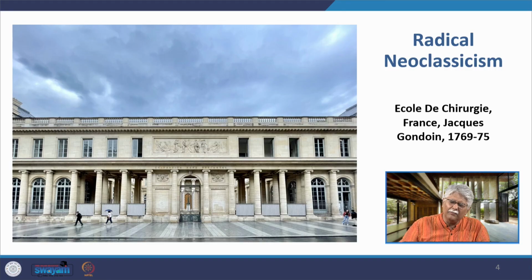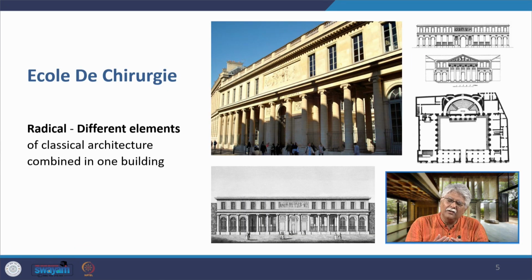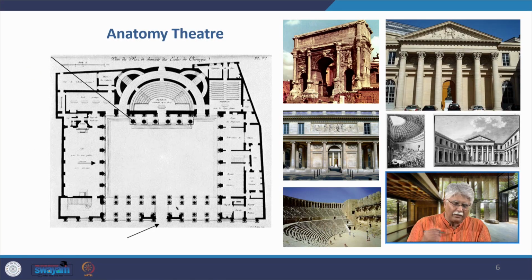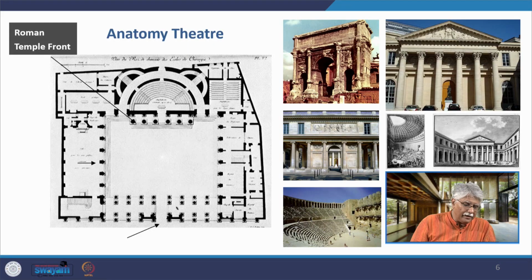Now, one building which you can connect to the idea of the assembly halls at York, which was an interpretation. In this radical period, there came up a building called the École de Chirurgie, the School of Surgery, by Jacques Gondoin. In this particular building, which was actually a medical college, a school of surgery, he took very different elements, and like Richard Boyle, he combined them together to form this school of surgery. For example, in this entire plan that you see of the School of Surgery, you find that he borrowed the main anatomy theatre here.